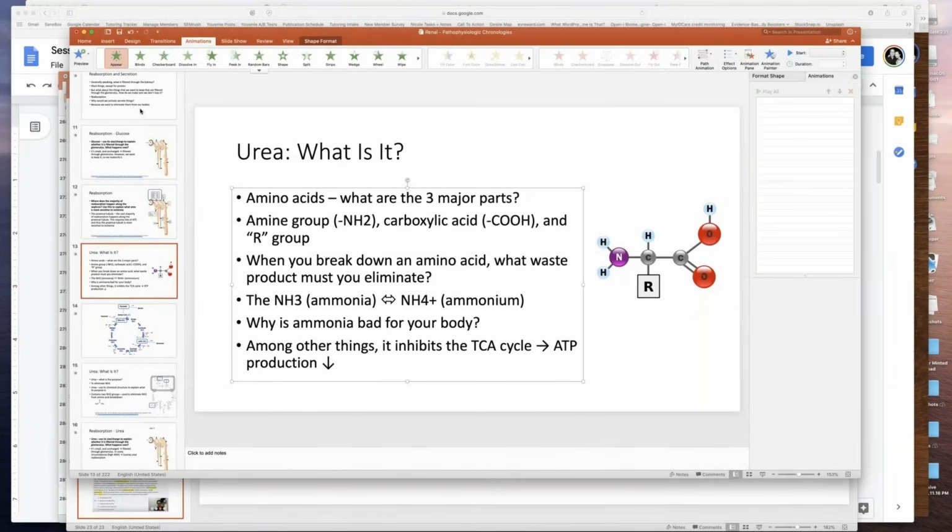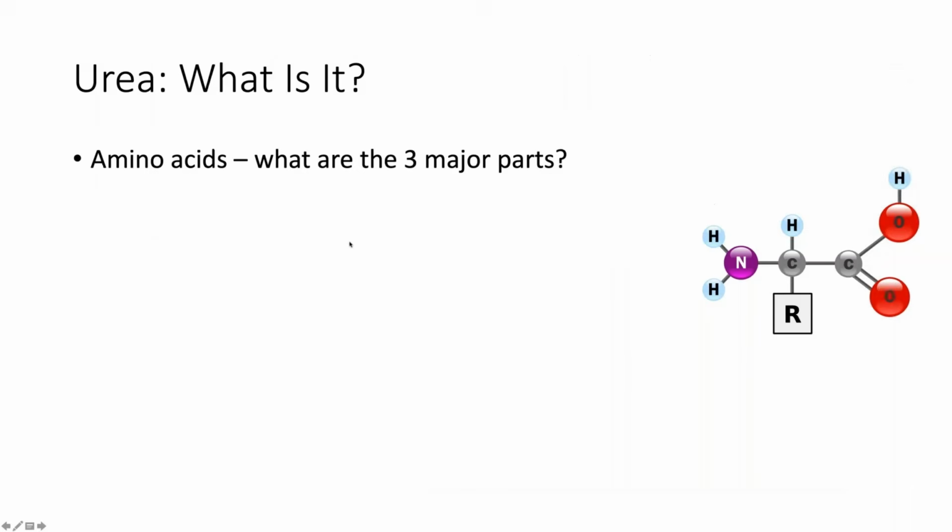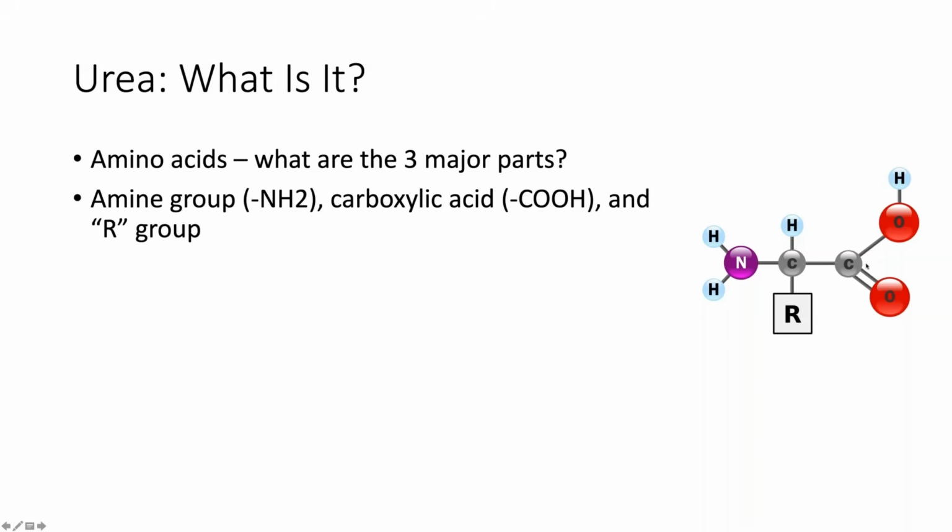Okay, so let us go to Boogie. Boogie, can you please tell us, what are the three major parts of an amino acid, generally speaking? I thought it was the amine group and the phosphate group and then the rest. It's not a phosphate group, pretty close. Just think about the name. Oh, sorry, carboxylic acid. So it's the amine group, the acid group, and then the R group, the thing that's attached to this carbon.